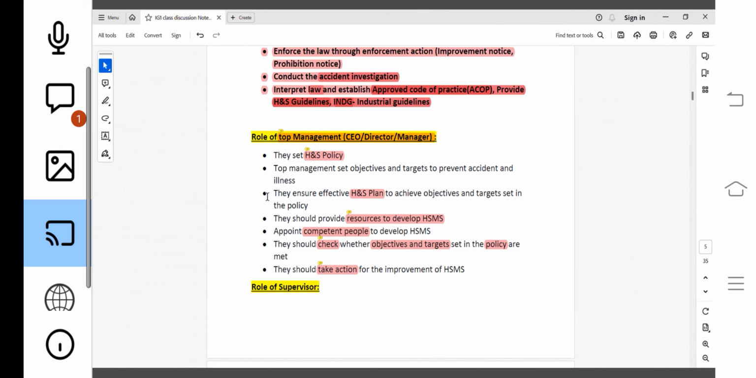Okay. Now let's move to another role. Shall we move to another role? Role of supervisor.